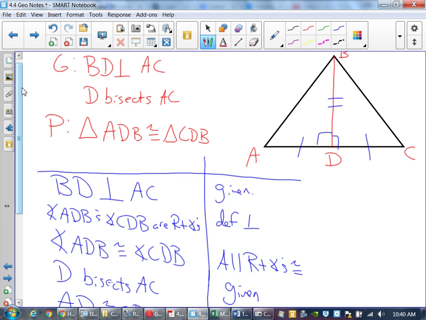How are your triangles congruent then? Side and side. Very good. You're done. Even though it's a right triangle, doesn't mean that it's always going to have to be hypotenuse leg. Nope. Remember, it doesn't have to be. So your two triangles then are congruent.